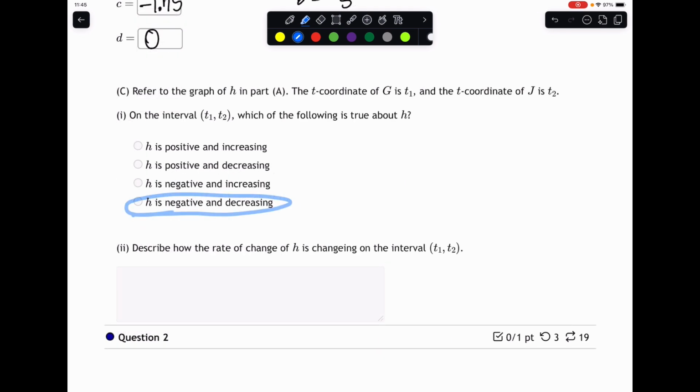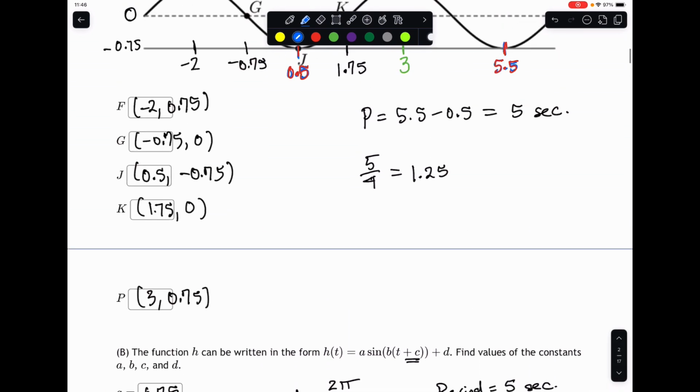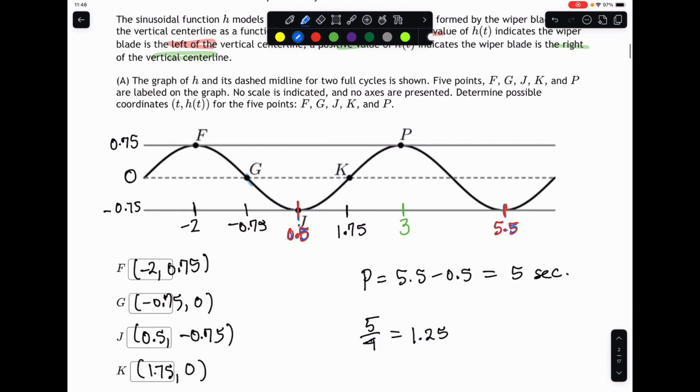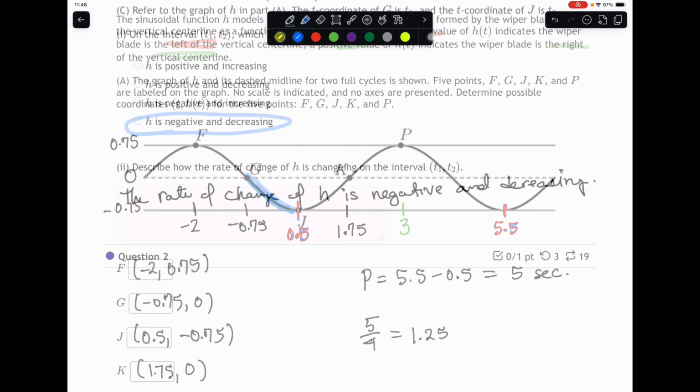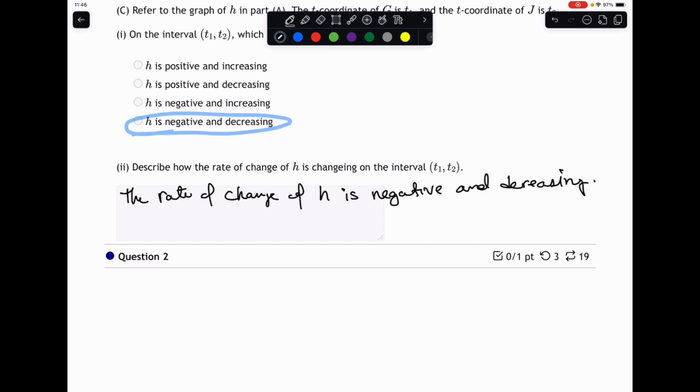And now for part 2, describe how the rate of change of H is changing on the interval from T1 to T2. Well, again, looking back at the graph from T1 to T2, since we're going down, the rate of change is going to be a negative number, and since we're concaving upwards, it's increasing. So that's our answer. Now all we have to do is write it in a complete sentence. The rate of change of H is negative because it's going down, and increasing because it's concaving upwards.